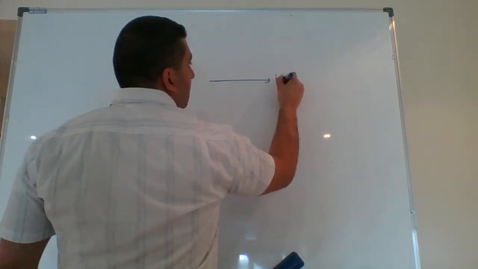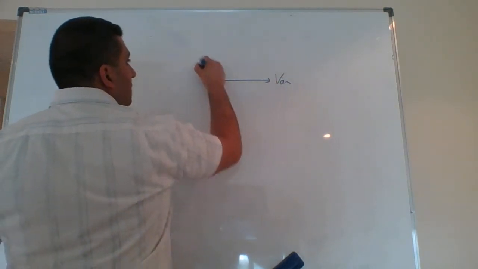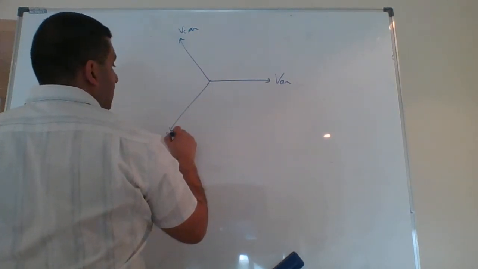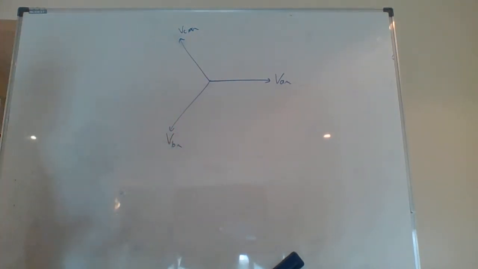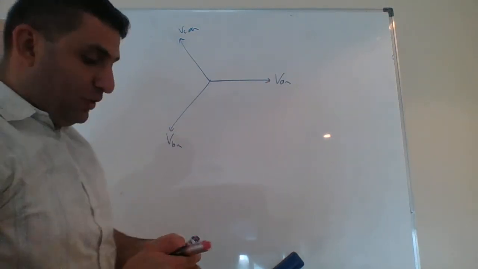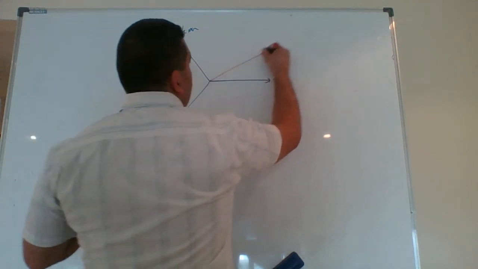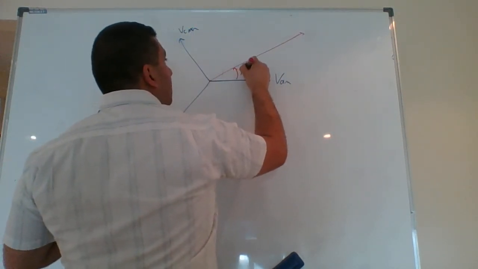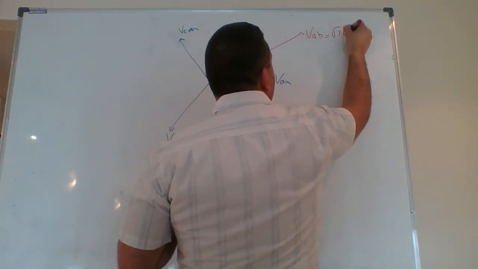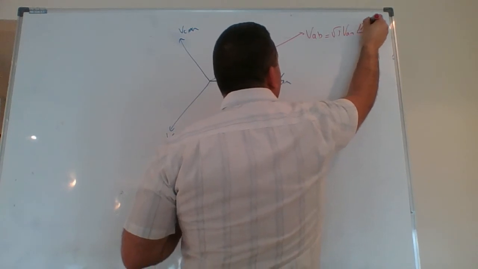I have VAN, that's VCN, and that's VBN. These are the three phase voltages of a positive sequence. That's a phasor diagram. When I want to convert this phase to a line voltage, what I have to do is this will be shifted by 30 degrees. That's a VAB, it's equal to root 3 VAN angle 30 degrees.